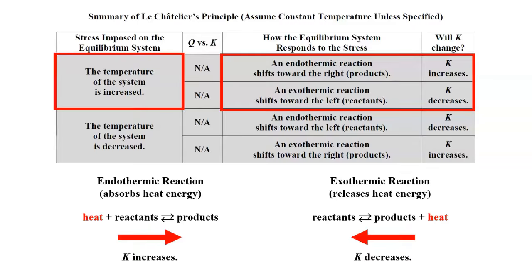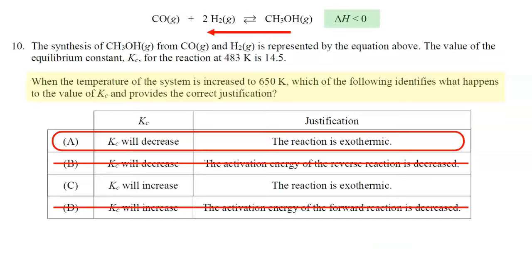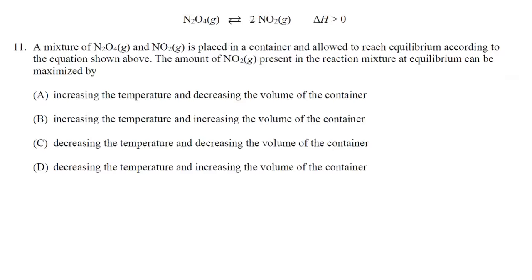So now we can see that the correct answer to question 10 is choice A, that when the temperature of the system for this exothermic reaction is increased, there will be a shift from right to left, or from products to reactants, and the value of K will decrease because this reaction is classified as exothermic. So the correct answer to question 10 is choice A. Now let's take a look at question 11.